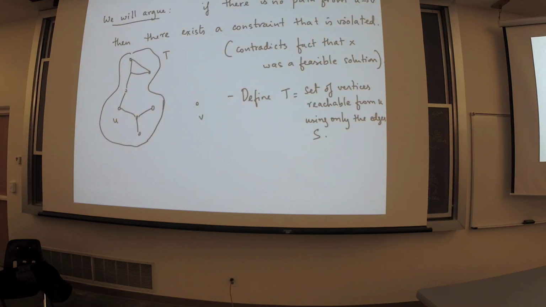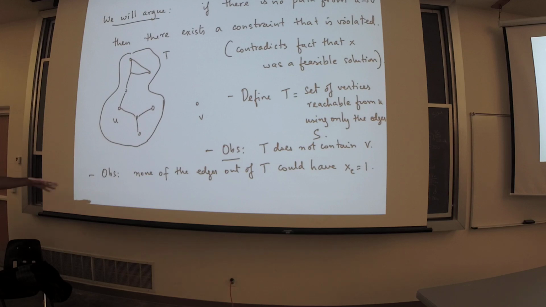Okay, so I'm defining T to be the set of all vertices reachable from U using only the edges in S. And now I would like to claim one observation: T does not contain V, because we assumed that there was no path from U to V. And so the observation is now that none of the edges going out of T could have the value x equals 1.